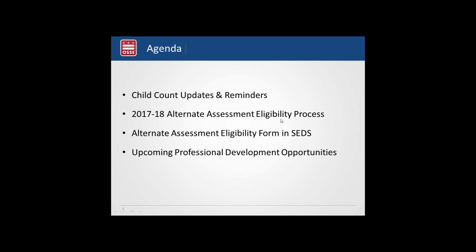All right. So we're going to start off today with the child count updates and reminders. Then we're going to talk about the alternate assessment eligibility process for this school year, including how OSSE will review the students that you say on their IEPs are eligible and with their criteria form. Then we're going to show you how the alternate assessment eligibility criteria form has now been built into SEDS and what that looks like. And then we will end the webinar by announcing several professional development opportunities that we would like for you to pass on to your staff as relevant.